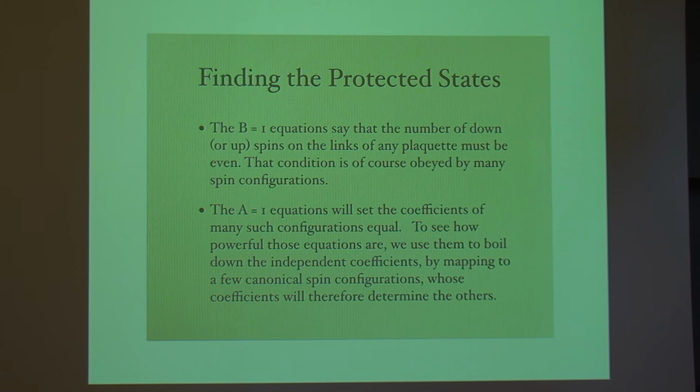Okay, so the B equals 1 equations, you can easily convince yourself, have a very simple interpretation in the basis where we take the spins to be in the z direction. We look at the eigenstates in the z direction. It just says that the number of down or up spins on the links of any plaquette must be even. If we just had the minus B Hamiltonian, we'd have a massively degenerate ground state at that point. But we have to apply also the A equals 1 equations. That will set the coefficients of many of those configurations equal.